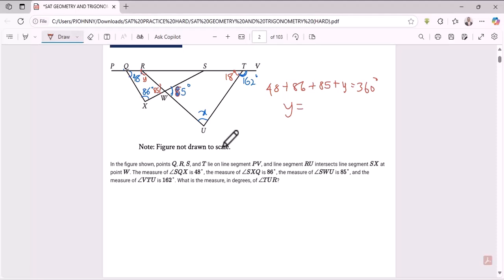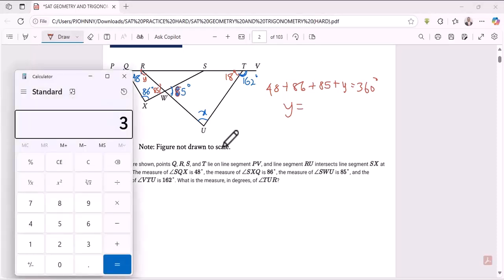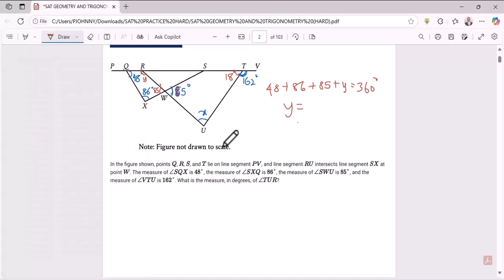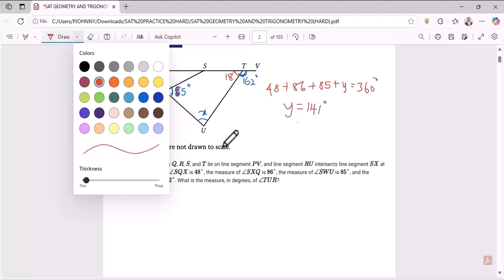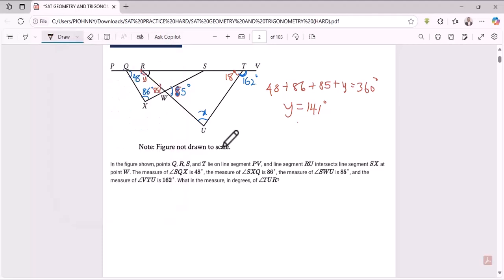So Y will just be 360 minus all of this. So 360 minus 48 minus 86 minus 85. So that will give us 141. So that angle Y is equal to 141 degrees. So from there we can find this angle here. It's going to be 180 degrees minus 141 degrees. So that's 39 degrees.